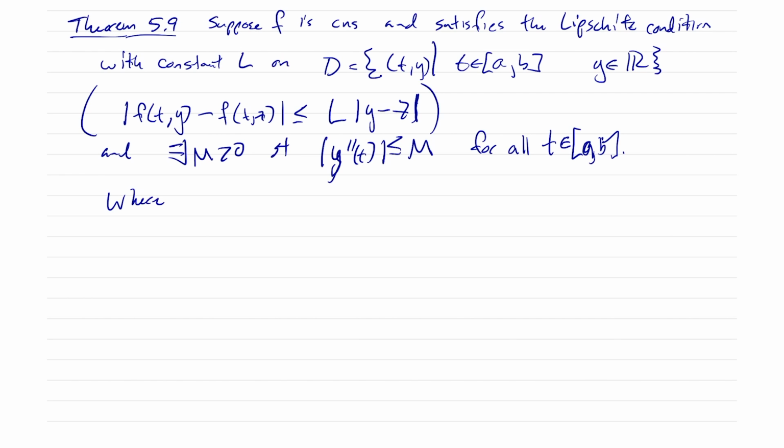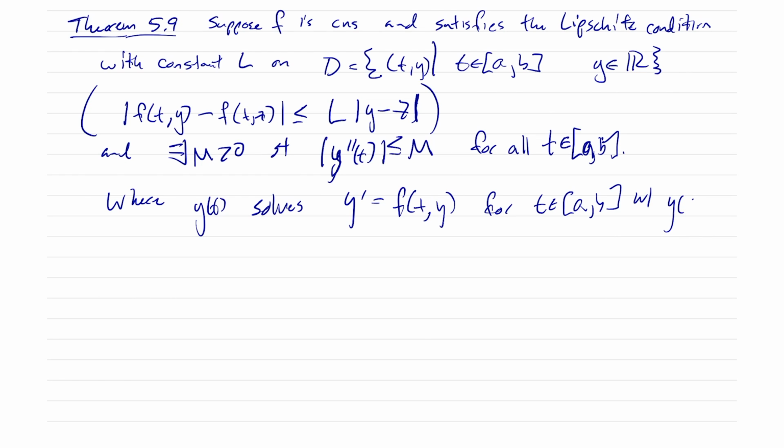this is where y of t solves y prime is equal to f of t comma y for t in [a,b] with, say, y of a is equal to alpha. Okay. And now we're going to say let w0, w1, all the way up to wn be approximations that come from Euler's method.